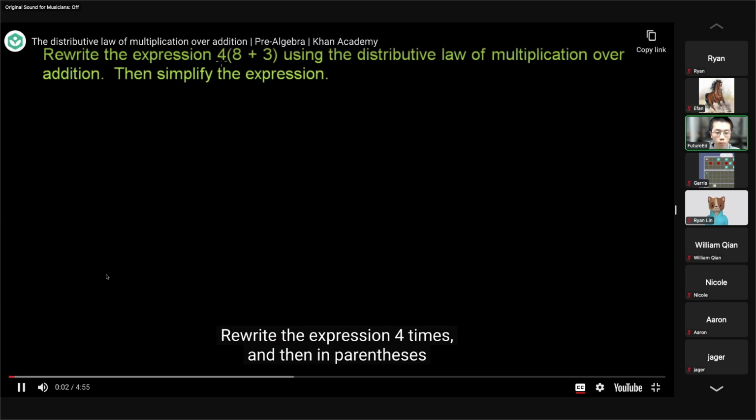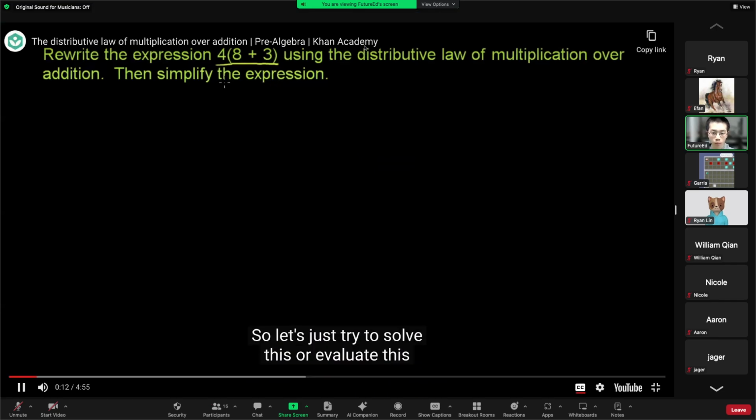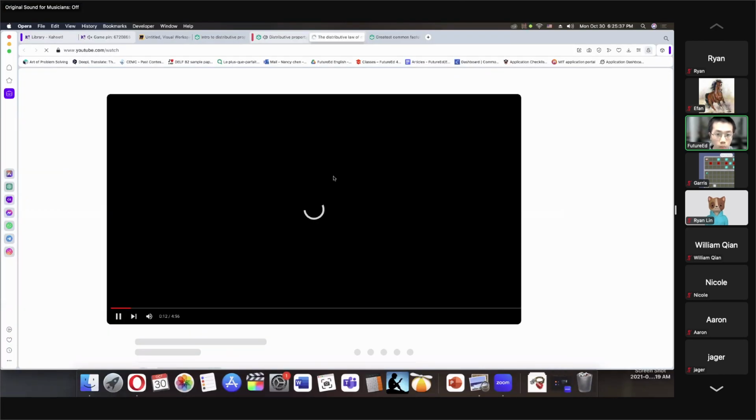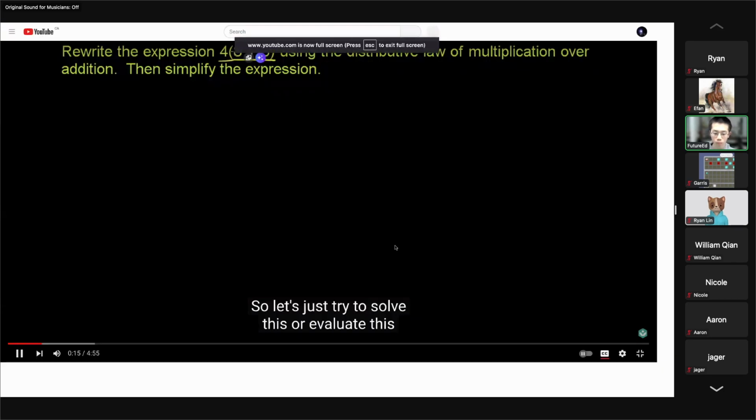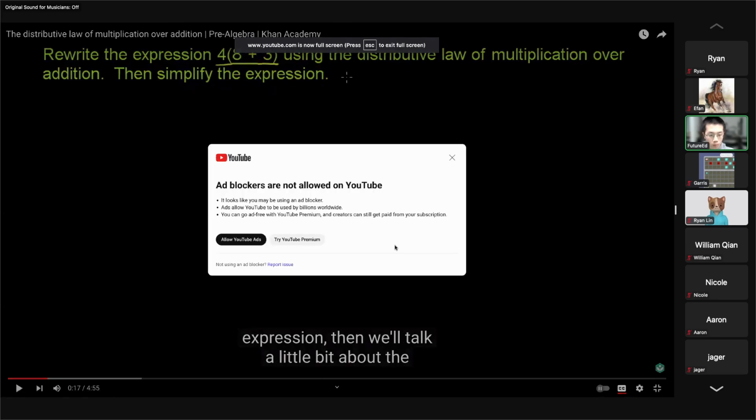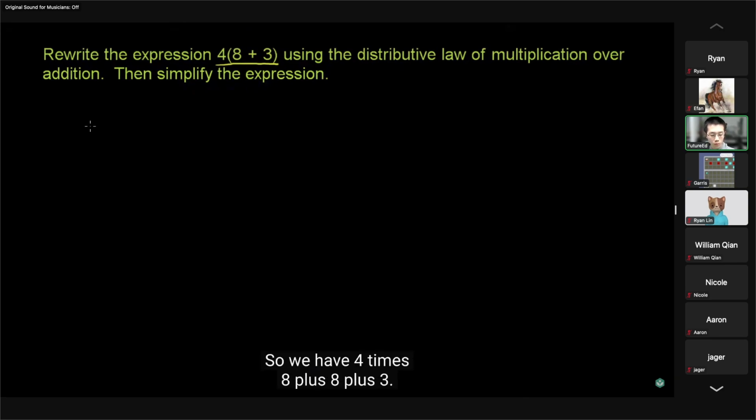Rewrite the expression 4 times, and then in parentheses we have 8 plus 3, using the distributive law of multiplication over addition. Then simplify the expression. Let's just try to solve this, or evaluate this expression, and then we'll talk a little bit about the distributive law of multiplication over addition, usually just called the distributive law.